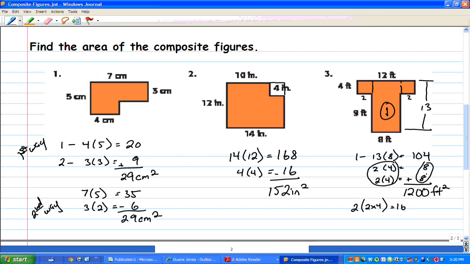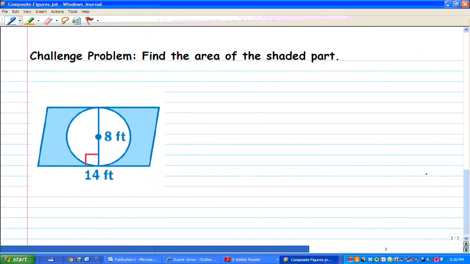All right, now for a challenging one. See if you can find the area of the shaded part. Pause the video and try it. Okay, for this one, you have a parallelogram and then you have a circle. What you need to do is find the area of the parallelogram and then subtract the circle from it. So the parallelogram is 14 by 8. Multiply these out and you get 112 feet squared.